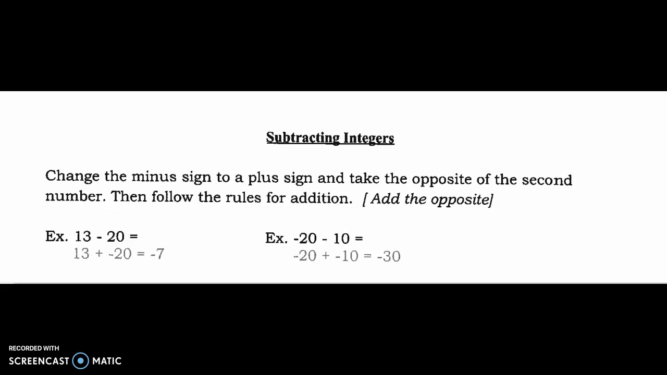Subtracting integers. When you subtract integers, I feel the easiest way to do that is to change the minus sign to a plus sign and then take the opposite of the second number. Once you've rewritten the equation, then you can just go ahead and follow the rules for addition.